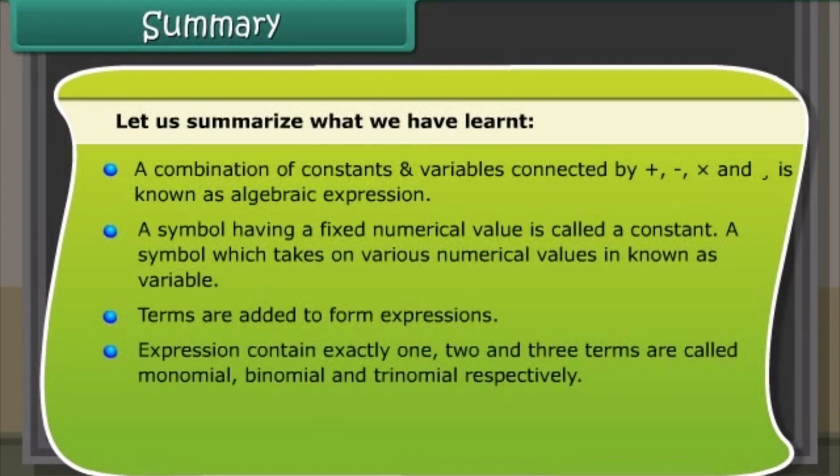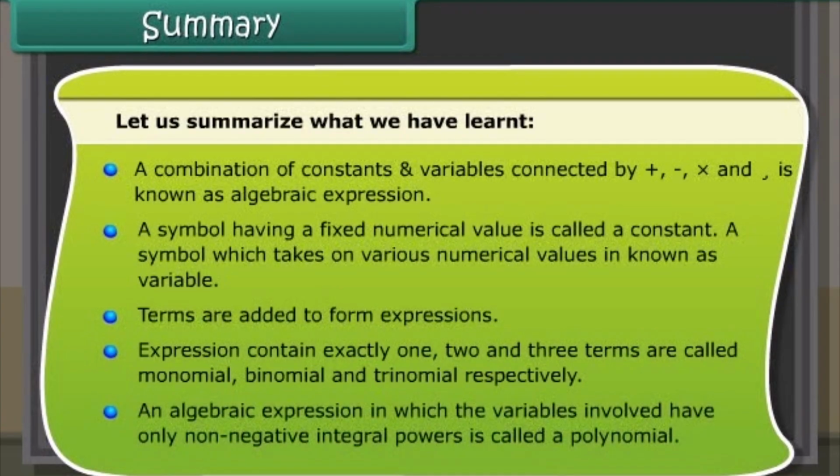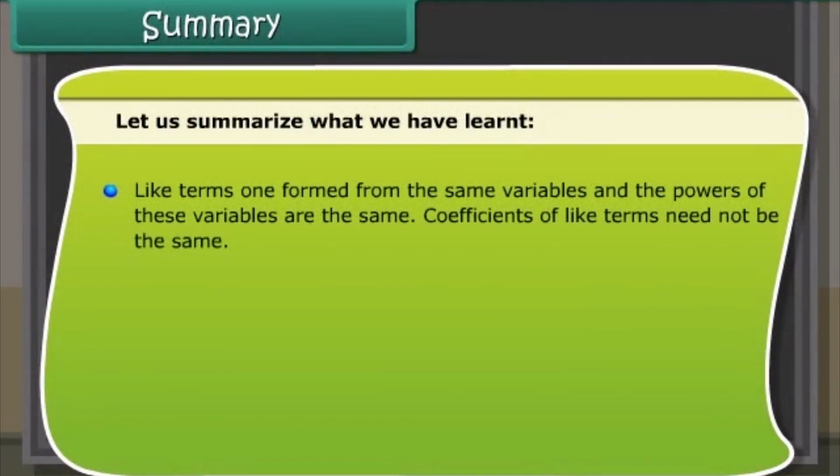Expressions containing exactly 1, 2, and 3 terms are called monomial, binomial, and trinomial respectively. An algebraic expression in which the variables involved have only non-negative integral powers is called a polynomial. Like terms are formed from the same variables, and the powers of these variables are the same. Coefficients of like terms need not be the same.